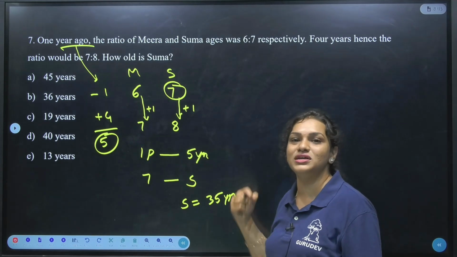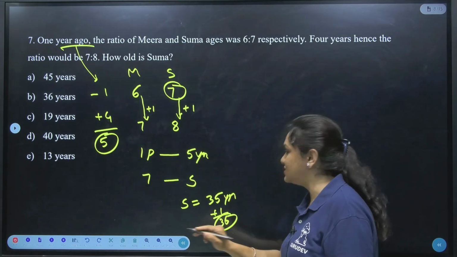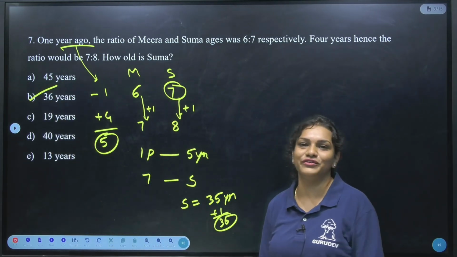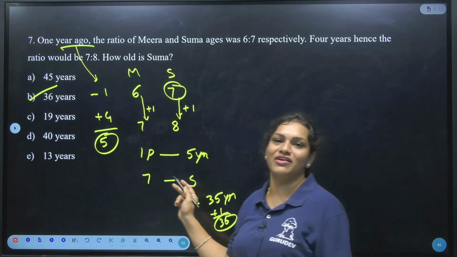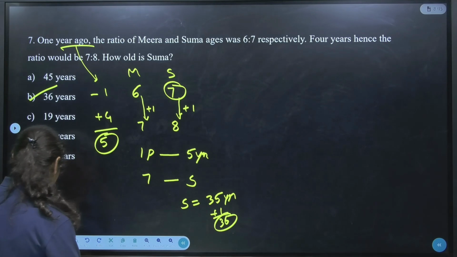So to get the present age, what can we do? If I do plus 1, how much will I get? 36 years, which is option B. I hope it is clear for everyone. So these are the questions I have given as homework. Okay, so let's begin with the new topic, new concept.